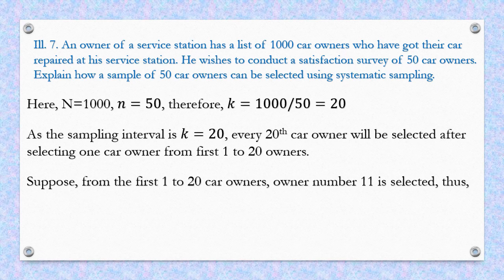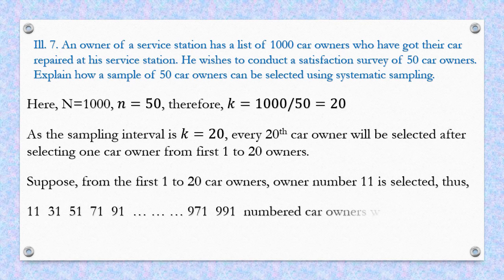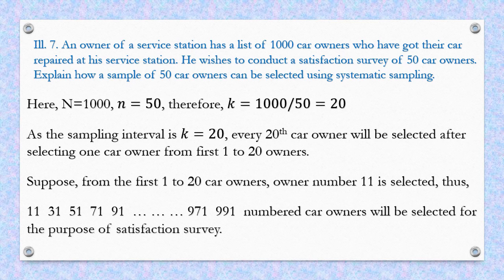So we will keep on adding 20 to this number till we reach somewhere near 1000. So 11, 31, 51, 71, 91, and so on until 971 and 991. So these 50 owners will be selected for the purpose of the satisfaction survey. So this is how, my dear students, we conduct systematic sampling.